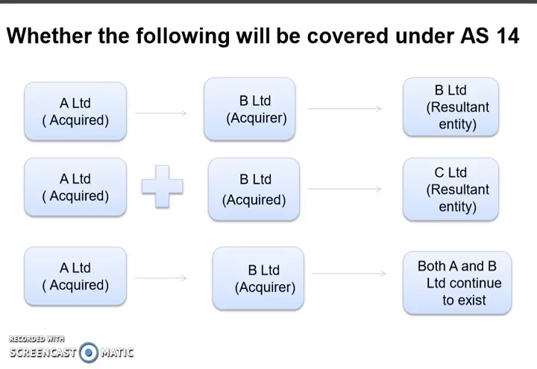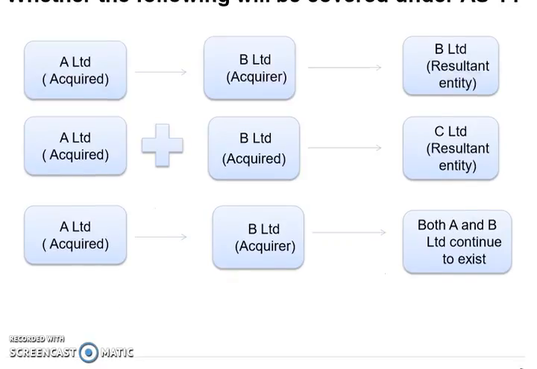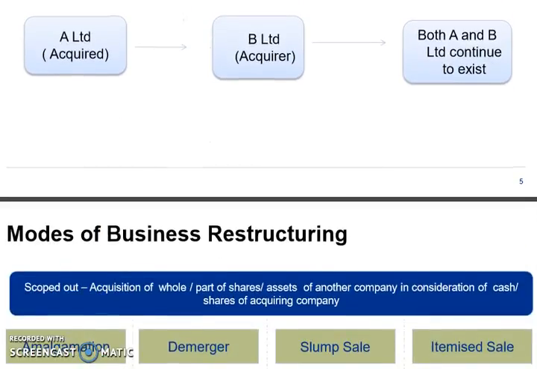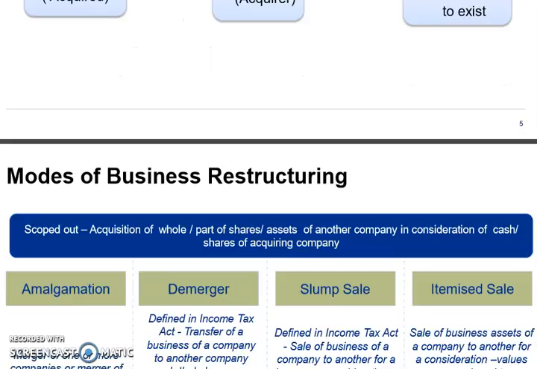A Limited is acquired by B Limited, but both A and B Limited continue to exist even after that acquisition. That is not covered under AS14. That is not part of AS14 actually, because both companies are still running their businesses. The only thing is that shareholding is acquired by one of the companies. Okay, so that is out of scope from amalgamation.